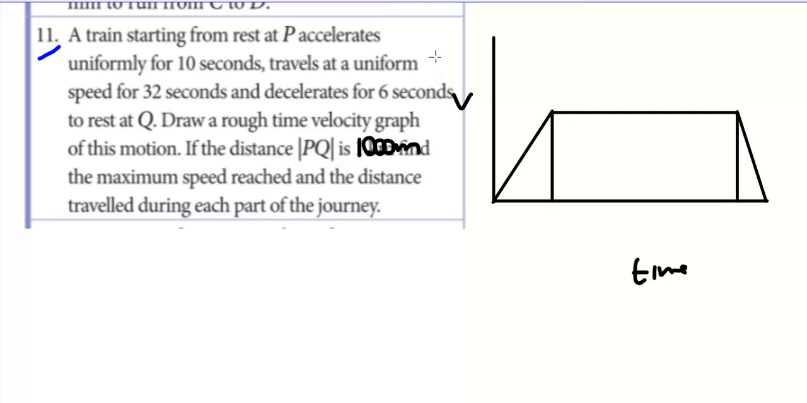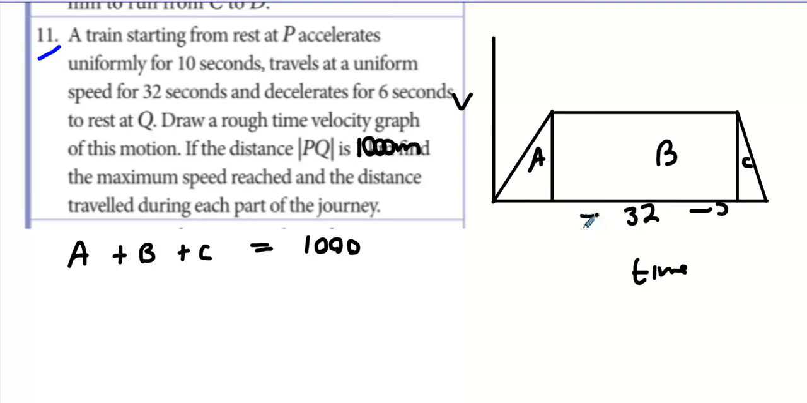You have 3 sections. You have triangle A, rectangle B, and triangle C. The area of A plus the area of B plus the area of C has to equal 1,000. The total distance travelled is the area under the graph. Okay? Now, next thing. Do we need the ratio trick? That's 32. B is 32 seconds. Everybody caught that? What's A? 10. And C? 6. All right, so we have our total time.